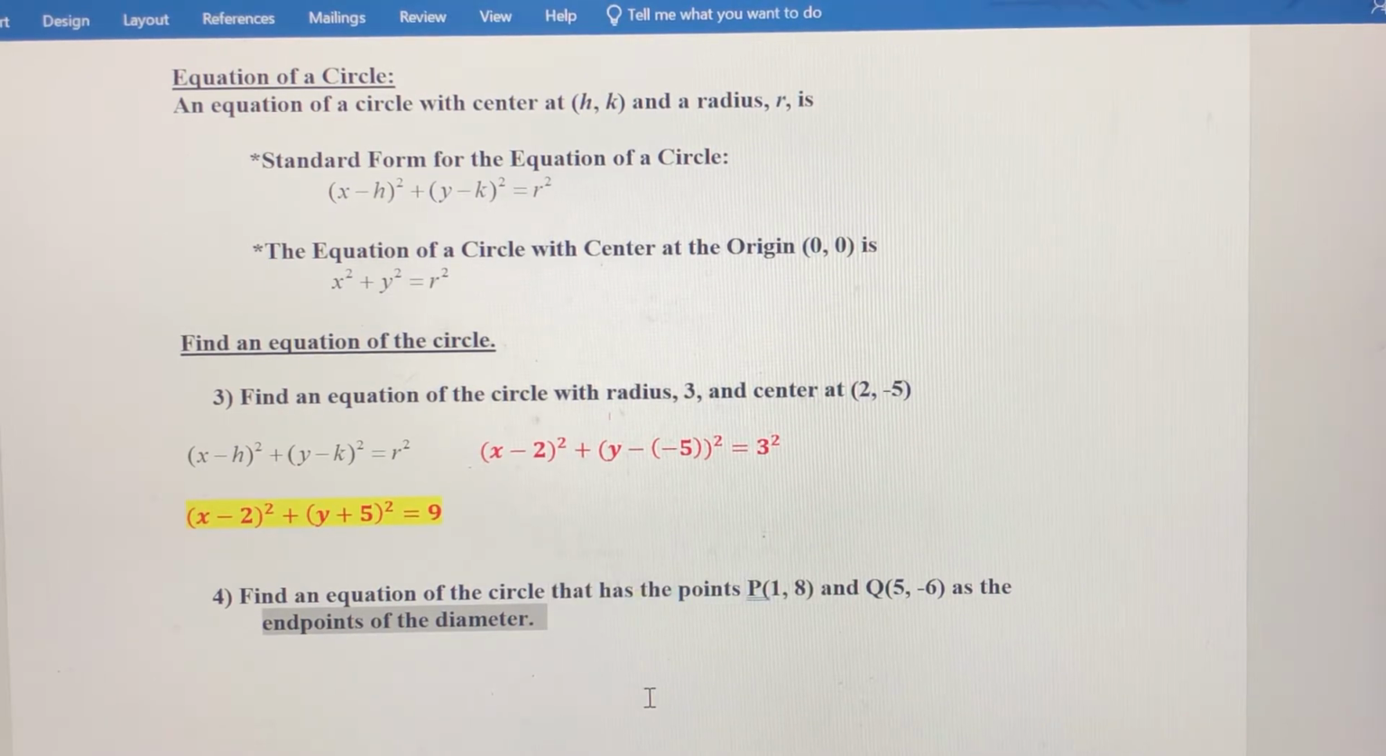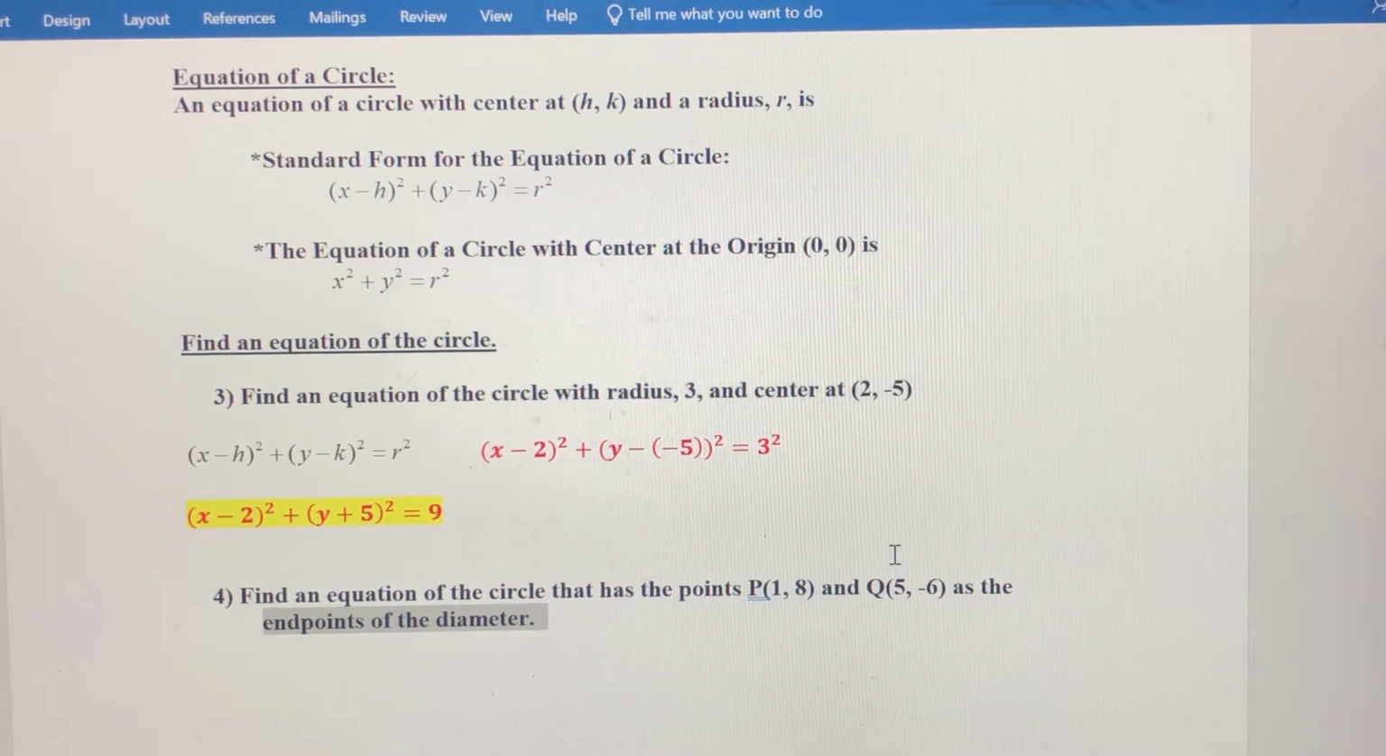So we're going to use some things that we've gone over recently to help us find the center and the radius. So P here, (1, 8), and Q, (5, -6), are on the circle, and they're endpoints of the diameter. So what that means is that a segment from P to Q goes right through the center. So let's think about what that means.